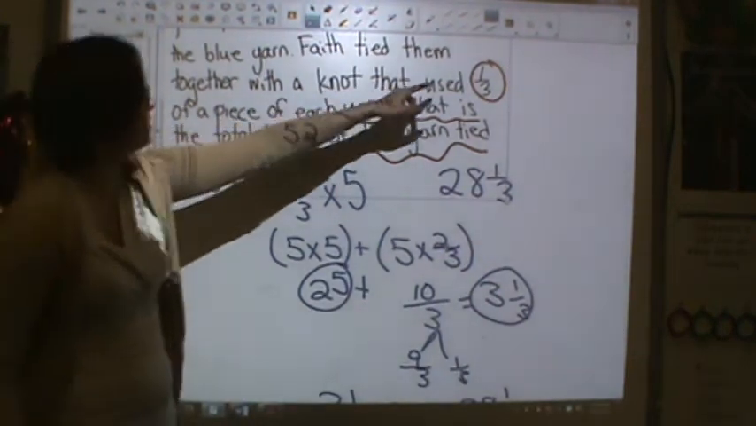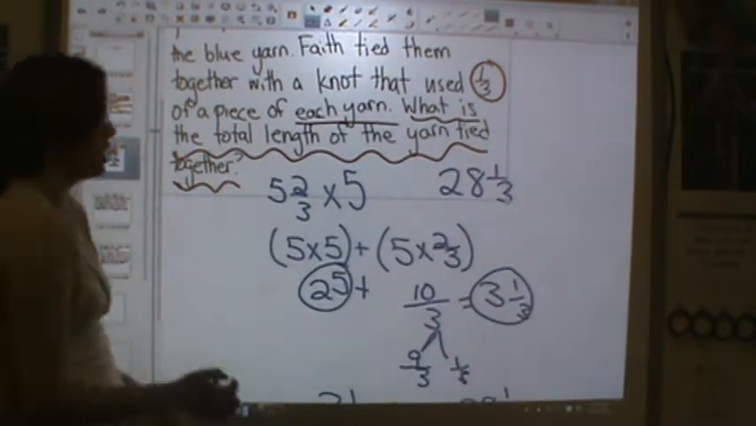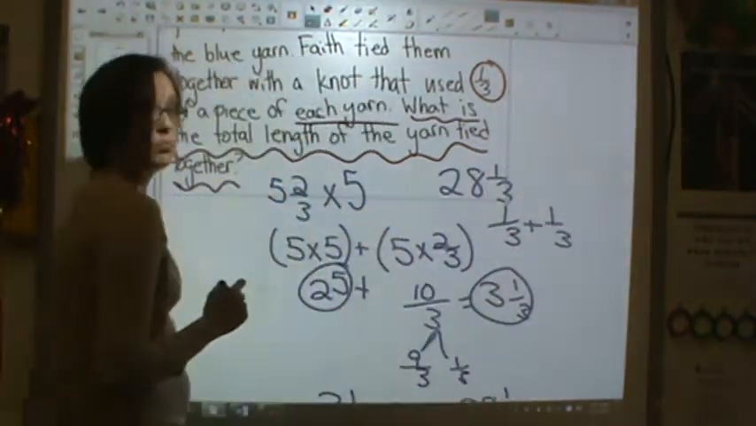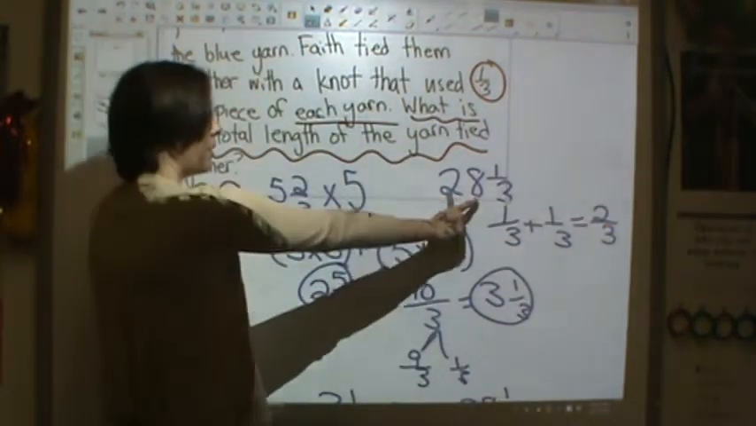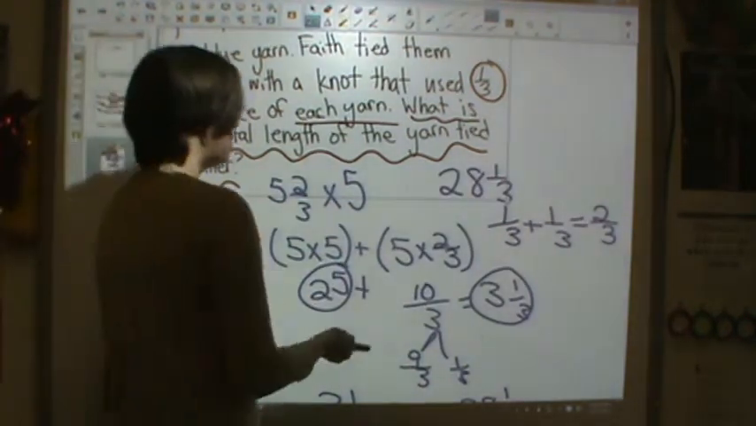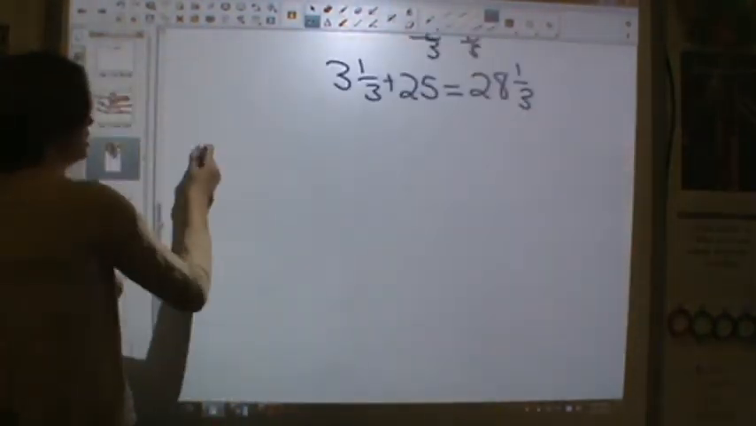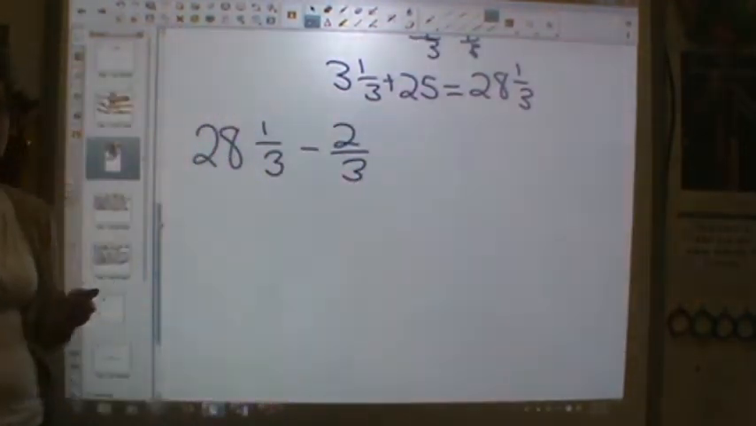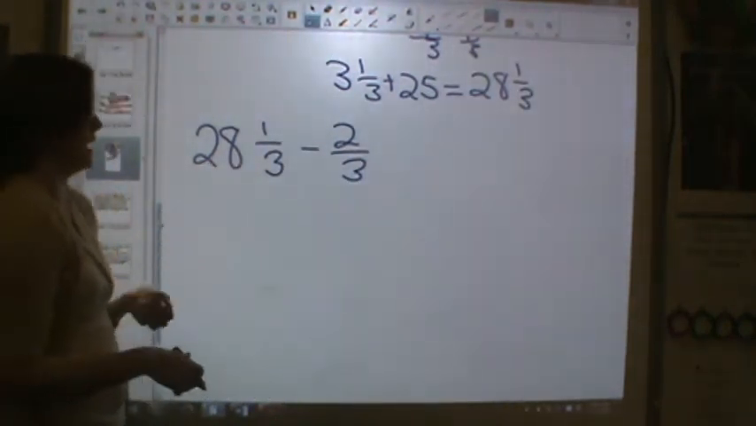All right, so that's how much yarn she has together, but we're not done because we know that she used 1/3 of the yarn to tie the pieces together, okay? And she used 1/3 of each. So 1/3 of pink and 1/3 of blue. Together, that's 2/3. I need to take that away from my 28 1/3, because when you tie yarn together, it gets smaller. That's why we're subtracting it. So we will do 28 1/3 minus 2/3. Now you have to remember the regrouping. If you don't remember subtracting a fraction from a mixed number, you need to go back and watch that video.